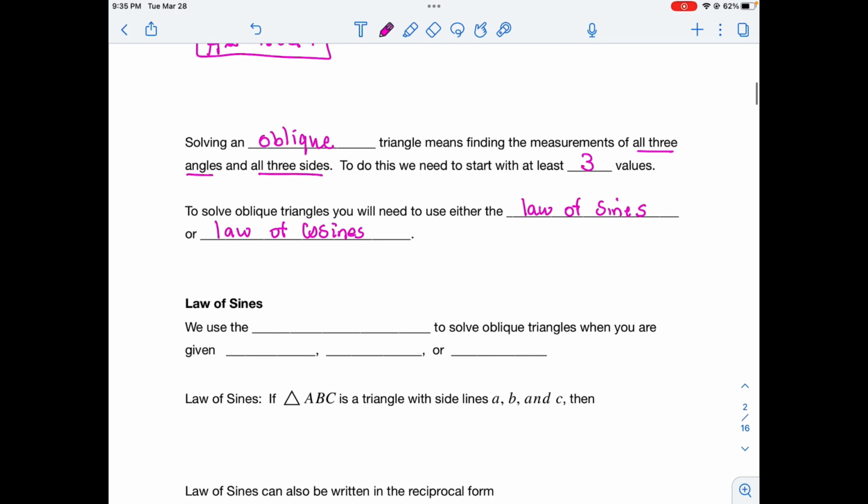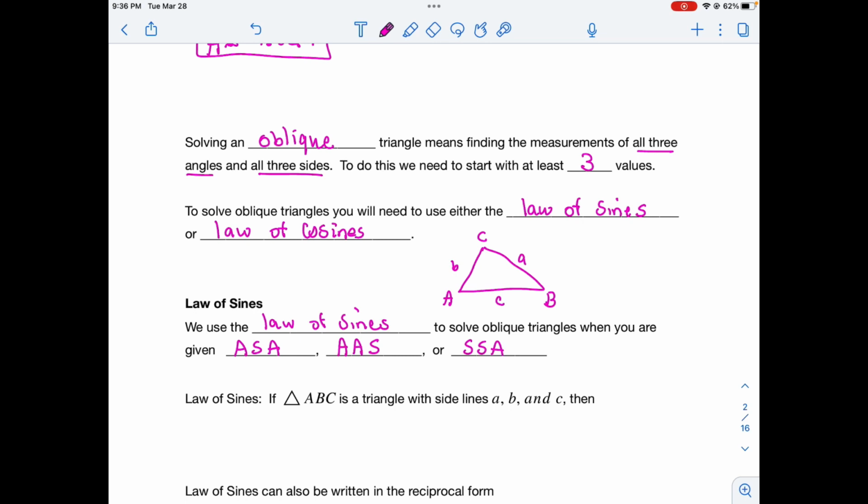What is the law of sines? Well, we use the law of sines to solve any oblique triangle when you're given the following data. So again, you're given 3 bits of information. If you're given angle, side, angle, or if you're given angle, angle, side, or if you're given side, side, angle, then you'll use the law of sines. So let me illustrate what this means from a little diagram over here.